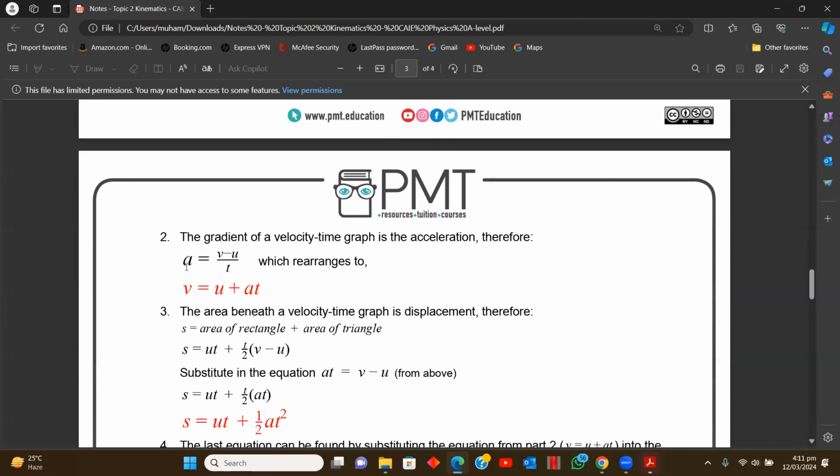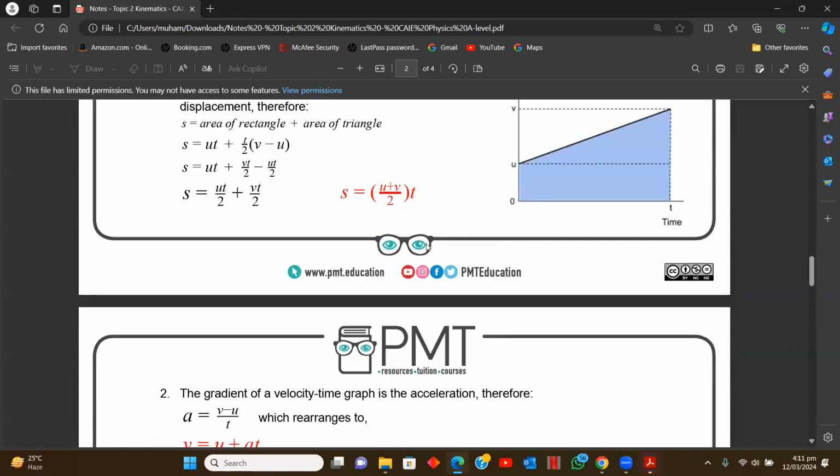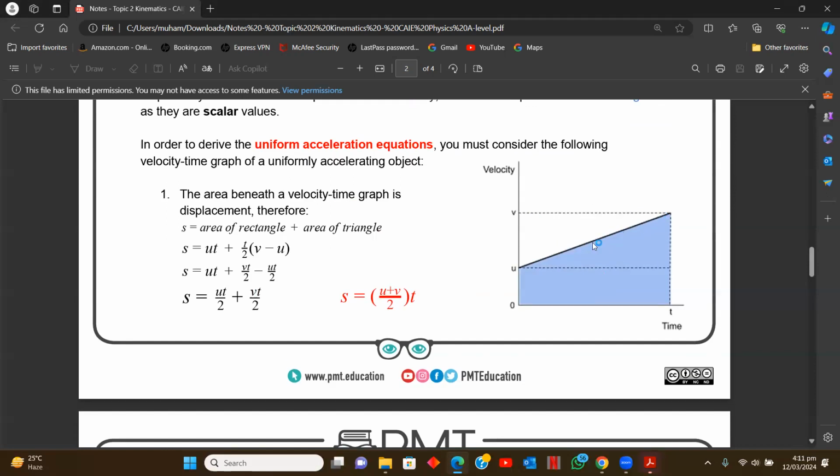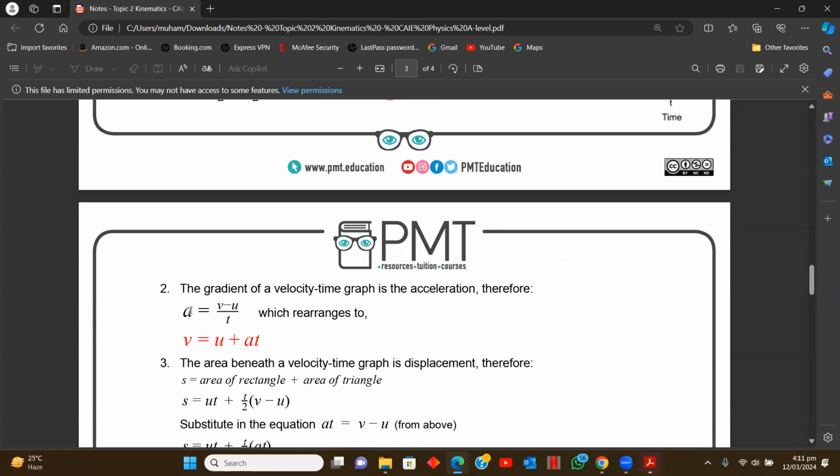Okay, next up, the gradient of a velocity time graph is the acceleration. So we know that if this is a velocity time graph and the gradient of this graph is acceleration, so the formula for acceleration is v minus u upon t. So if you rearrange it, again making v the subject of the formula, this is another equation that you have. v is equal to u plus at. u plus at, meaning you rearranged it: a got multiplied with t, u was taken to the other side, v was left here, so it says u plus at.